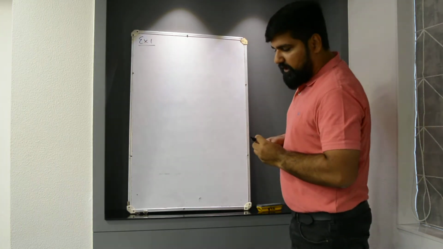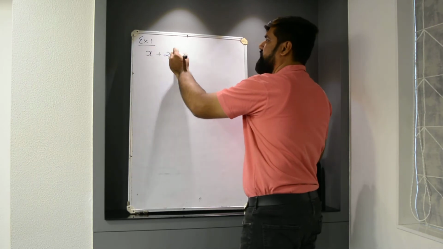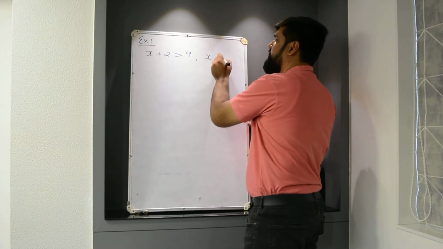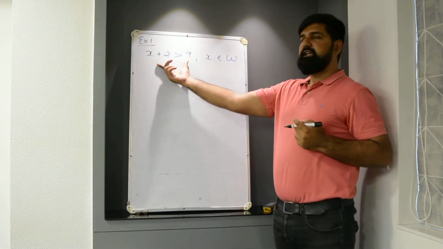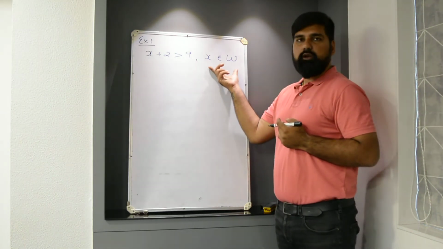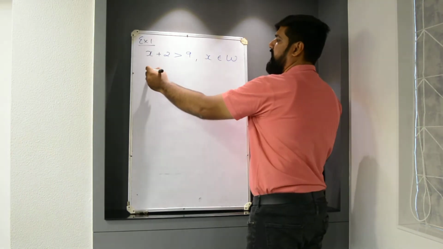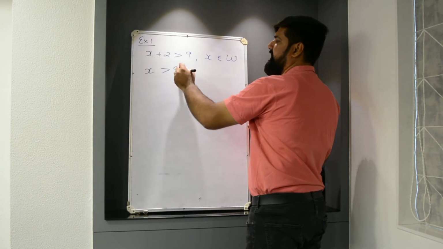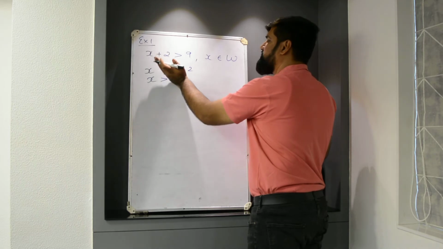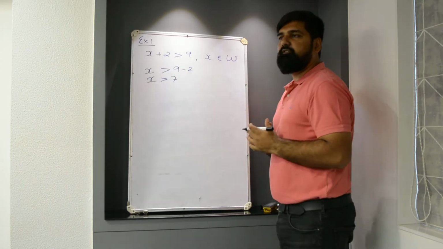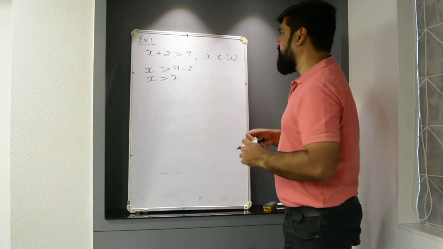Like, we have a topic, a simple inequation is given that x plus 2 is greater than 9 and x belongs to whole number. See, here two things are given to us. First is an inequation and second is x belongs to whole number. These two collectively will give us the solution. So, x is greater than 9 minus 2, x is greater than 7. So we just need to solve it the same way like we solve a linear inequation, but just keep in mind when to change the sign of inequality.